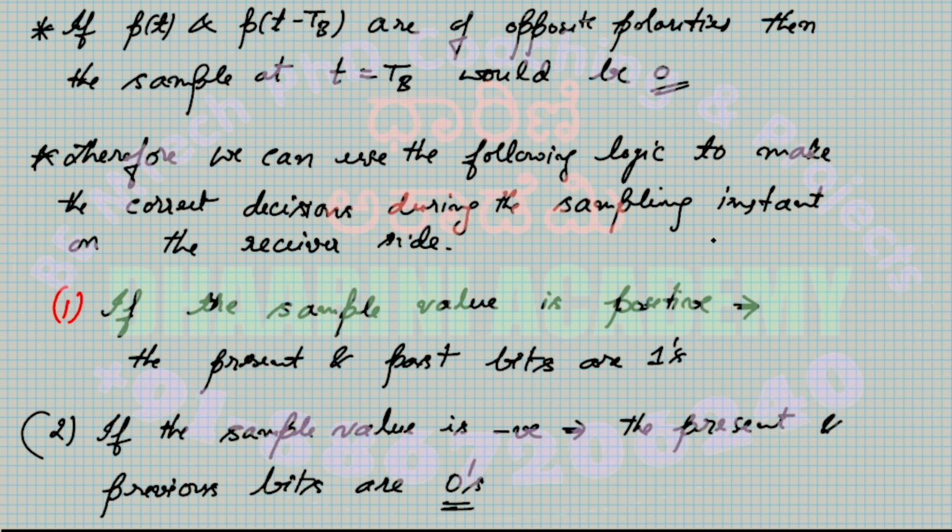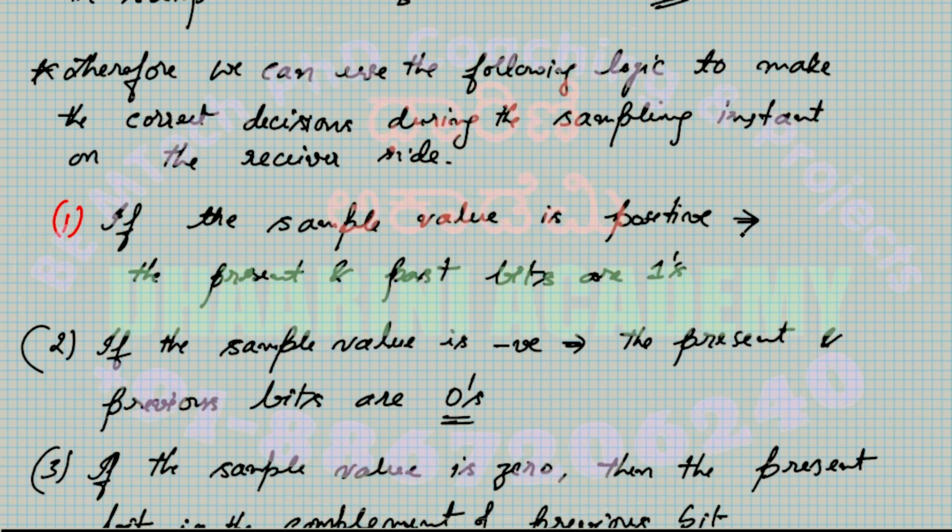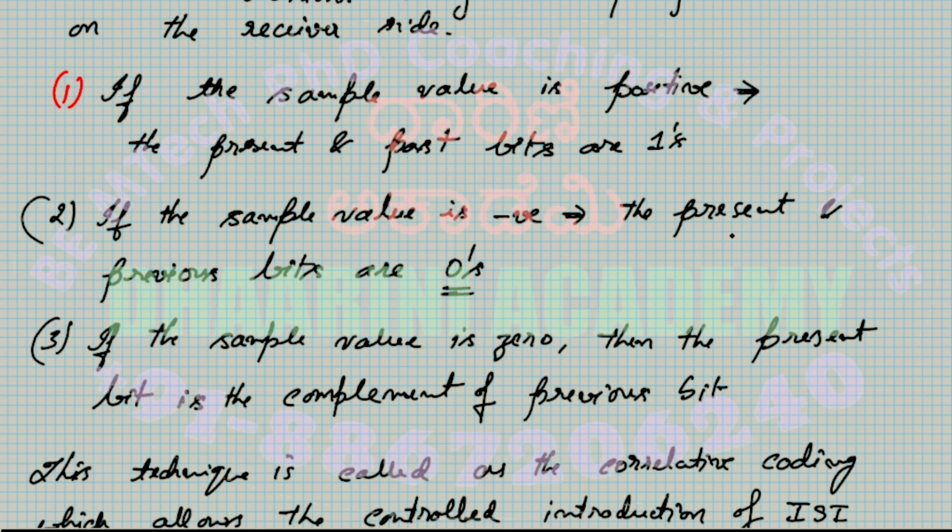Now we try to make a rule, or a logic, for making the correct decision on the receiver side, provided ISI is allowed. Okay, so that is 3 points. Whatever we wrote earlier, we are writing in a different way, a reverse of whatever is written. I say I got a positive value, which means the present and the past bits are ones, right? Because plus A, you had plus A, it becomes +2A. So whenever you have a positive answer, neglect the A part, just take the sign. Positive means it is 1.